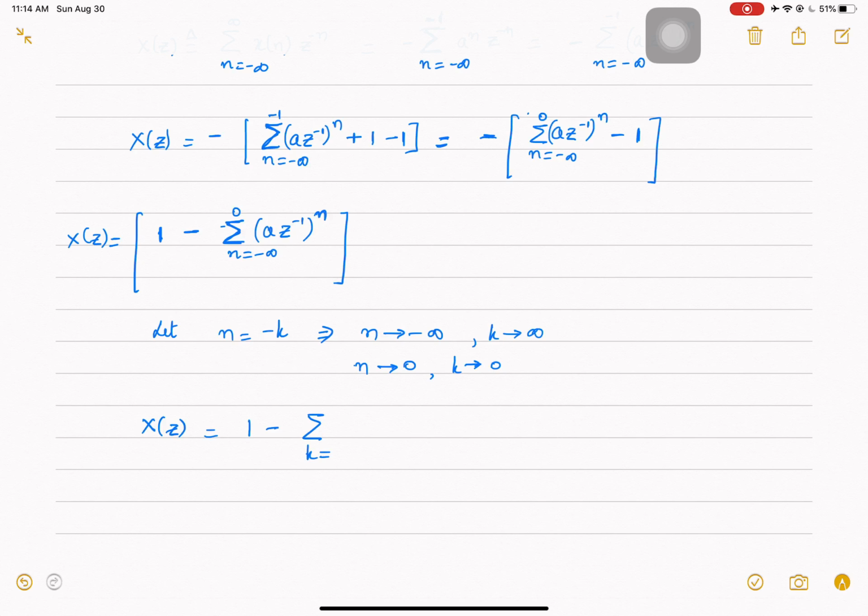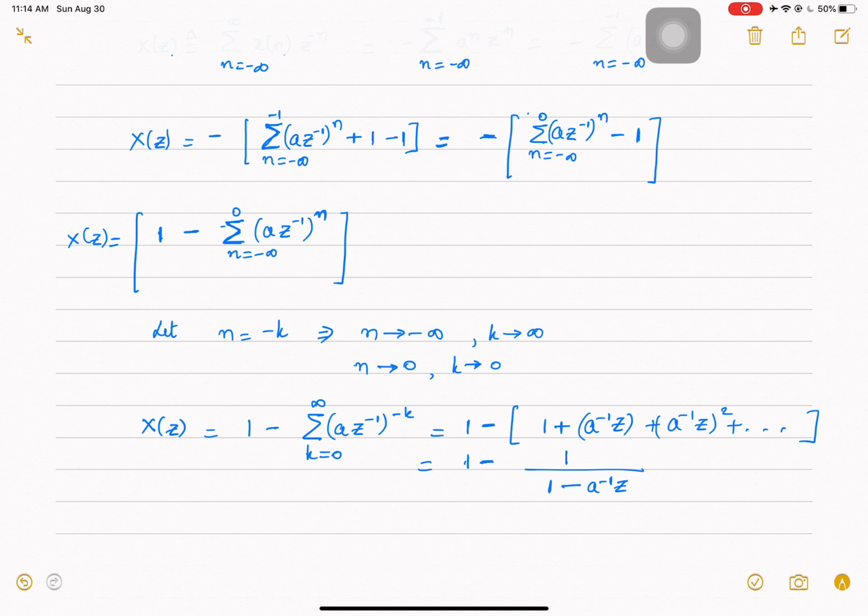Summation k equal to 0 to infinity of a z inverse power minus k. Now if you expand this, you are going to get 1 minus 1 plus a z inverse power minus 1, which is nothing but a inverse z power k. So a inverse z plus a inverse z power 2 plus so on and so forth. So this will be 1 minus 1 divided by 1 minus a inverse z, 1 by 1 minus r. It's an infinite geometric series, so this will be the sum.